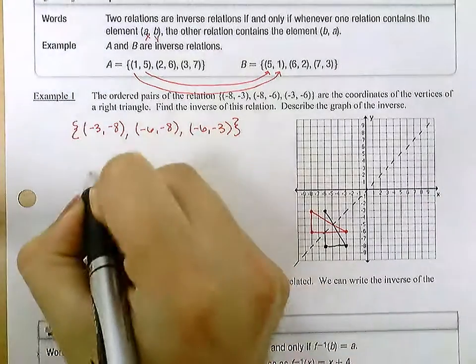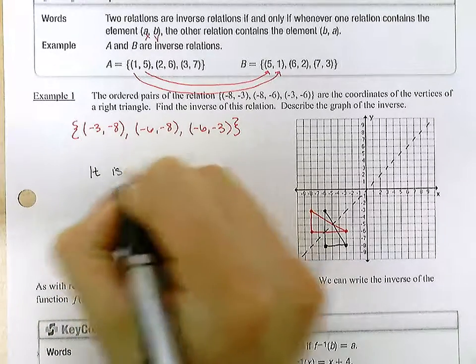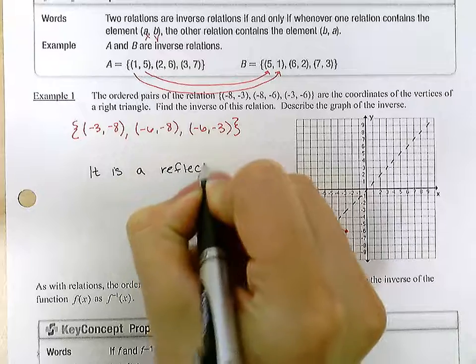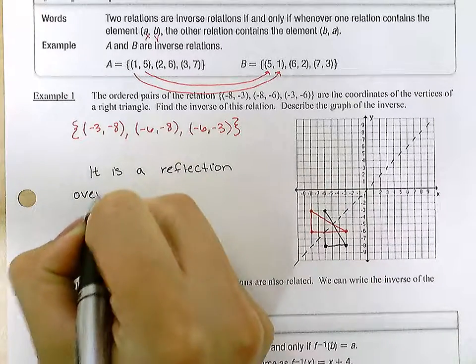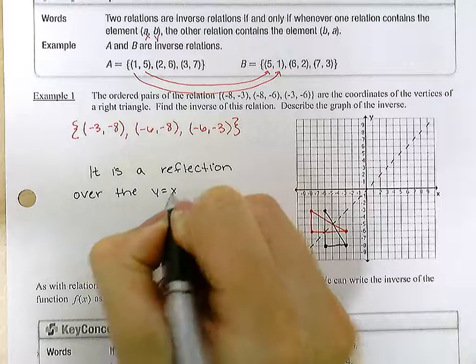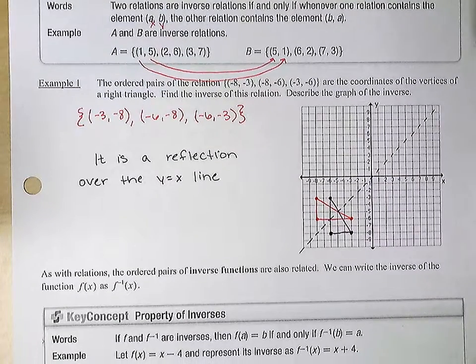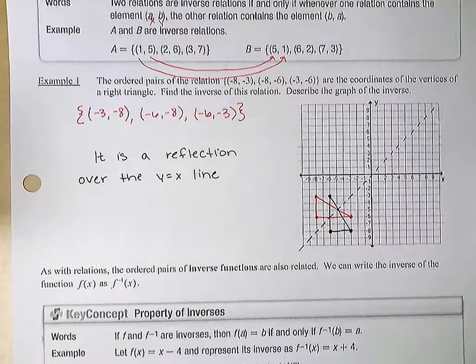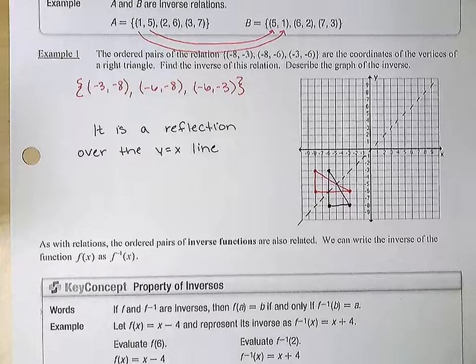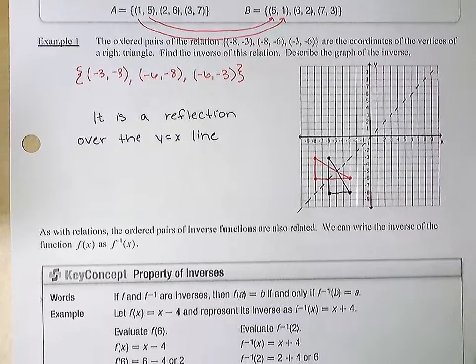I'm going to write this out. It is a reflection over the y equals x line, just so you have that in your notes. Questions? Questions on finding the inverse of your points before we go into finding the inverse of a function? Do we have that all down? Yes? Ready to move on?